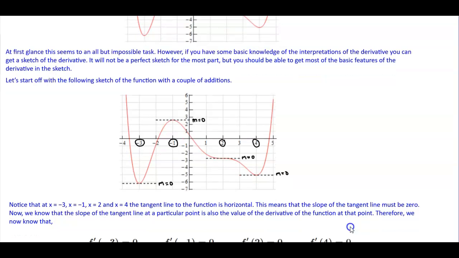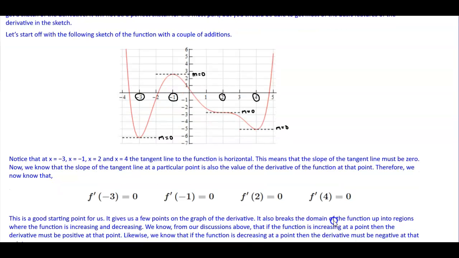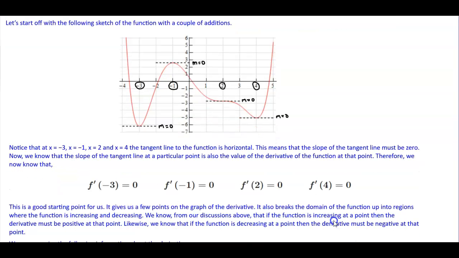Therefore, we know the following. We know that f prime of negative 3 is going to equal 0. f prime of negative 1 is going to equal 0. f prime of 2 is going to equal 0. And f prime of 4 is going to equal 0. Now, this is a good starting point for us. It gives us a few points on the graph of the derivative. It also breaks down the domain of the function up into regions where the function is increasing and decreasing.